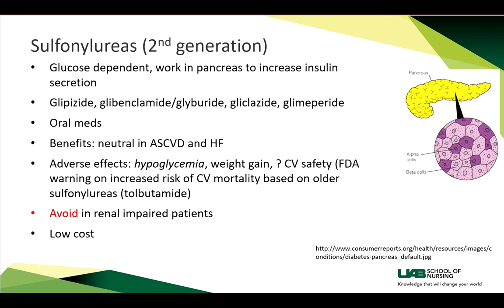is some safety concerns. In fact, there's an FDA warning on increased risk of CV mortality based on older sulfonylureas, and you see tolbutamide listed there, and that's where we find the evidence from that. We want to avoid these drugs altogether in renally impaired patients. They are of low cost, though, something to consider if the patient is having difficulty with finances.